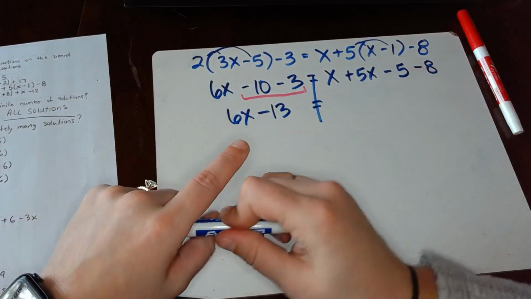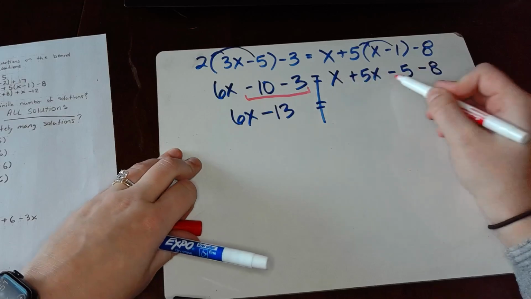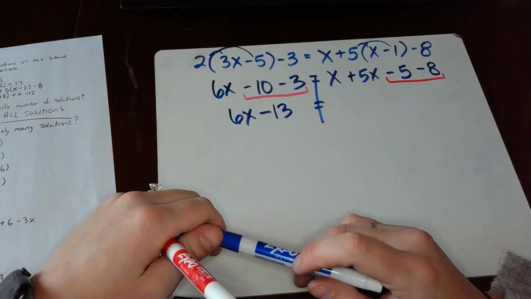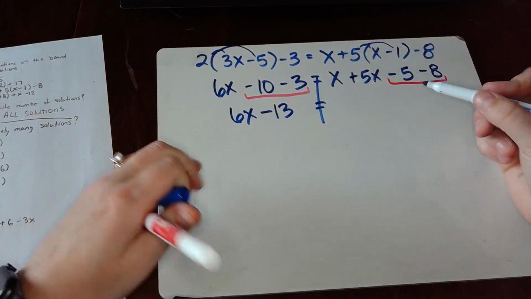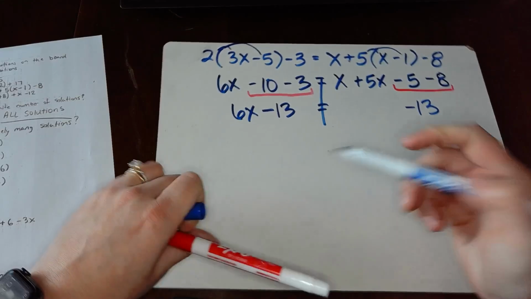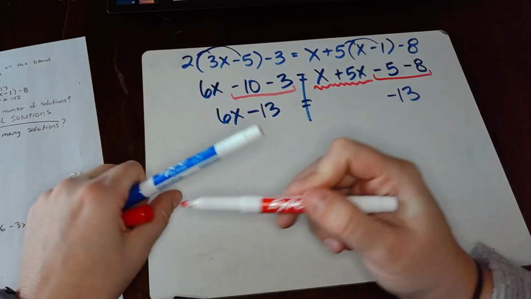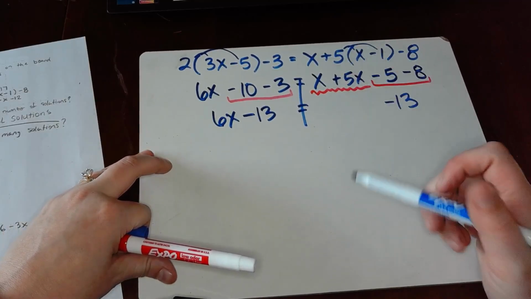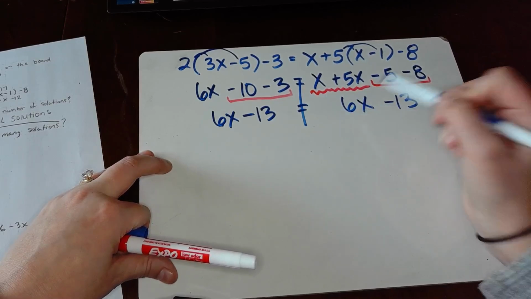Let's see if we can combine things on the right side. If we've been paying attention, we should be able to. Here you have a negative 5 and a negative 8. That's going to get you your constants. A negative 5 and a negative 8 is going to get you a negative 13. And then you also have 2 of the same variables, so you can combine those. You have a positive x and a positive 5x. That is going to get you 6x.